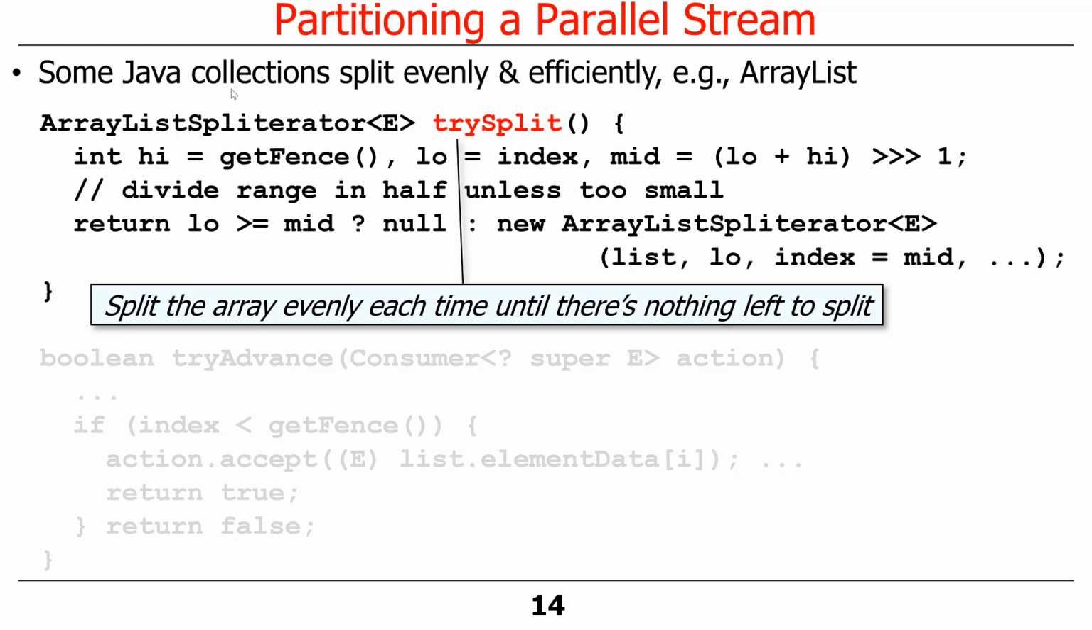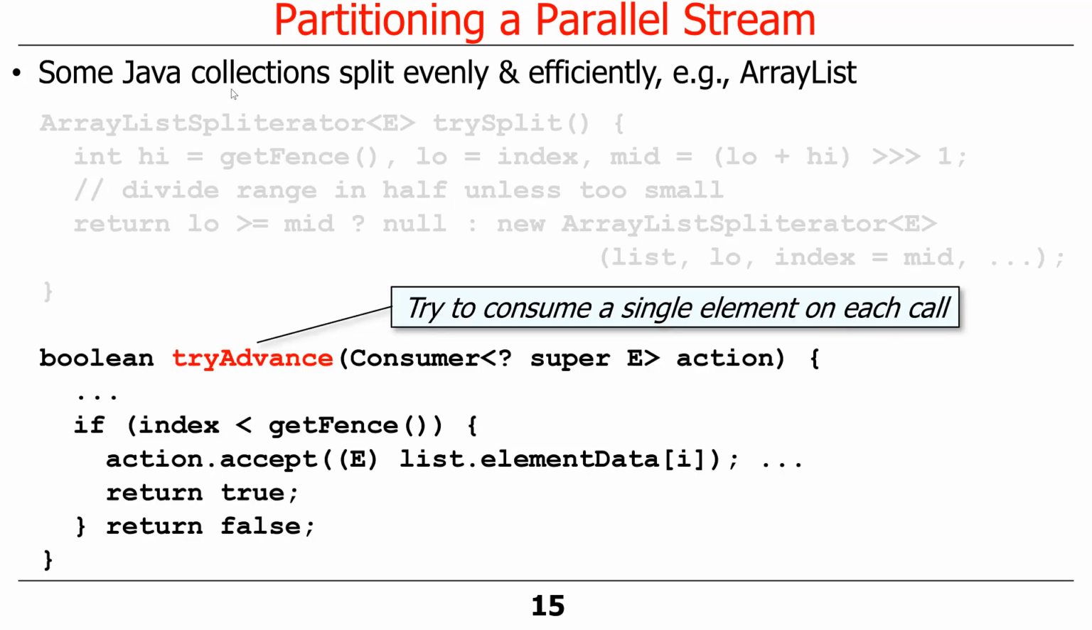to mid, and we're going to go ahead and create a new spliterator that'll go from low to index, to mid. Okay, so that's how you split things. Here's what tryAdvance does. This again should look very familiar.